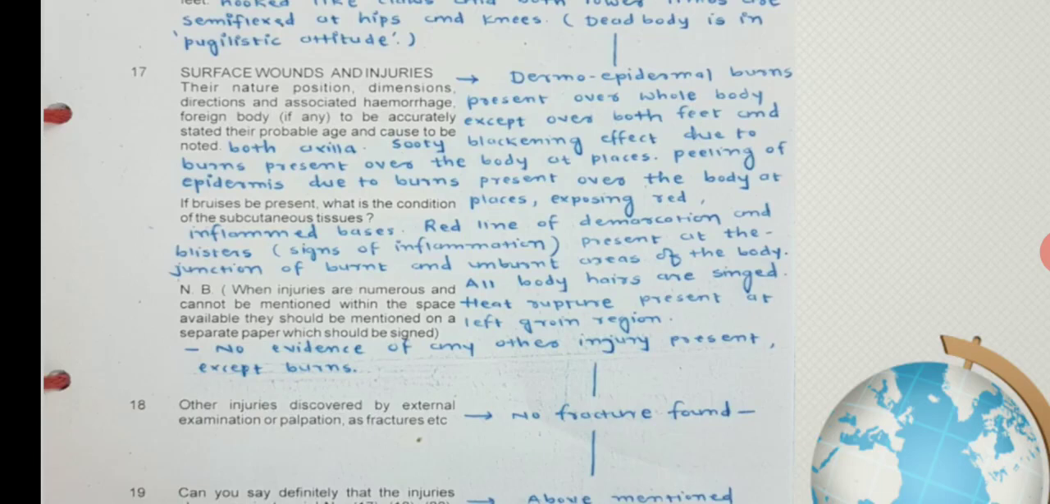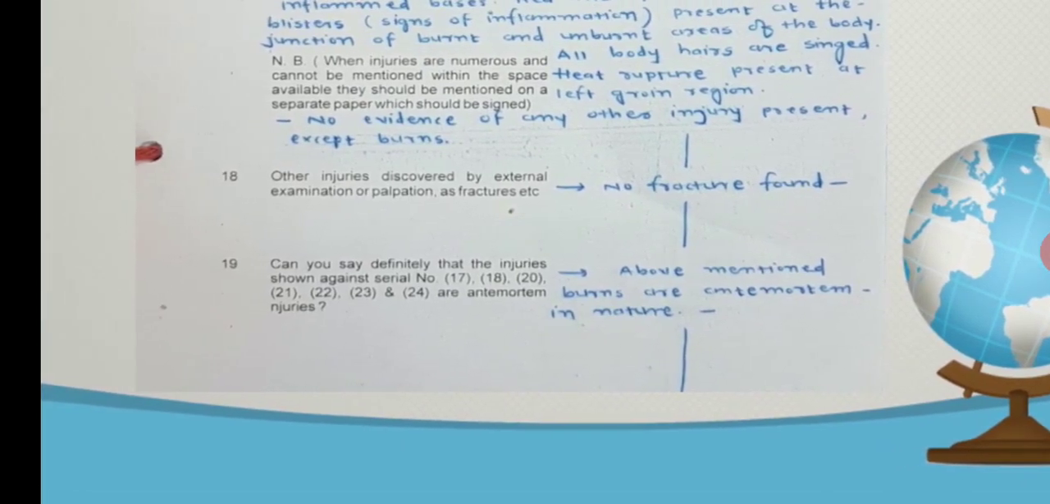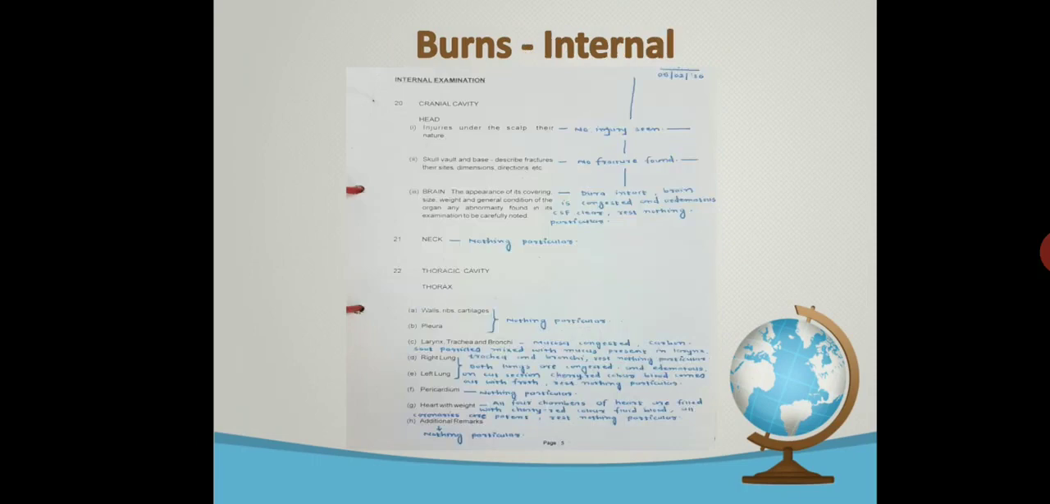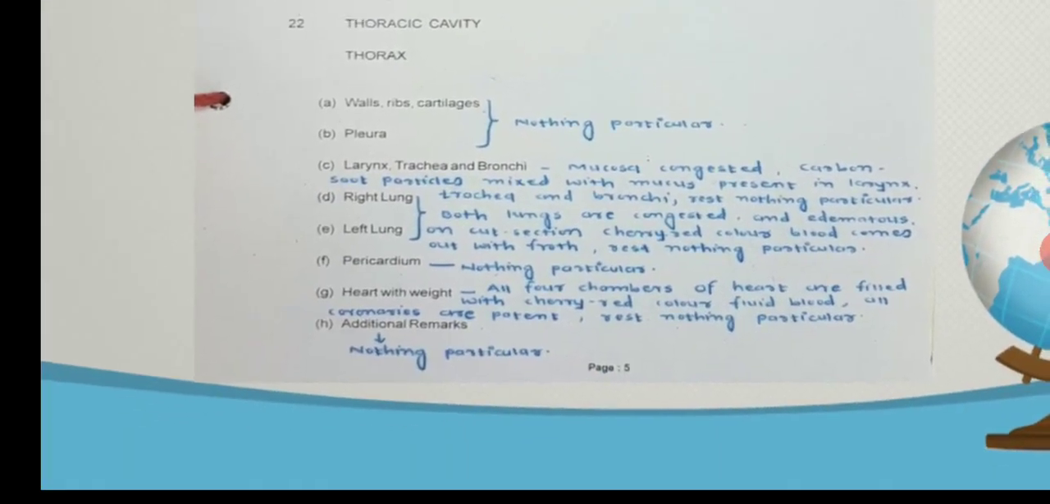Then in column number 18, no external palpable fracture is found. So all these things are mentioned. See, in column number 19, it is mentioned that the above mentioned burns are antemortem in nature. So you have to describe in case of injury or burns whether it is antemortem or postmortem. See, this is the example of the burns.